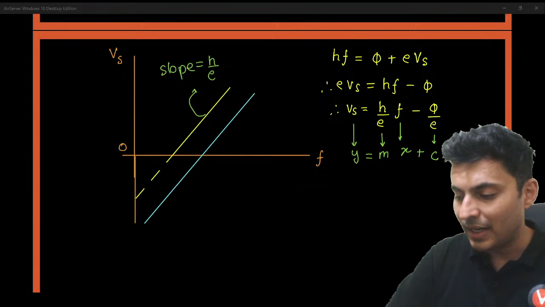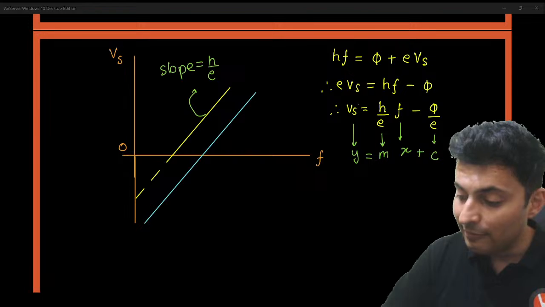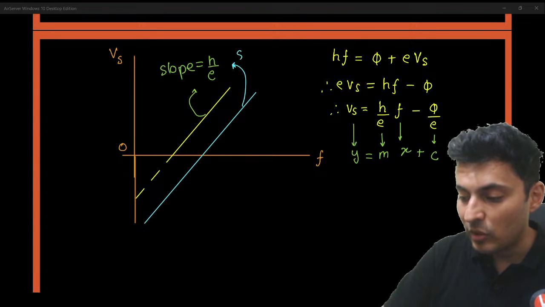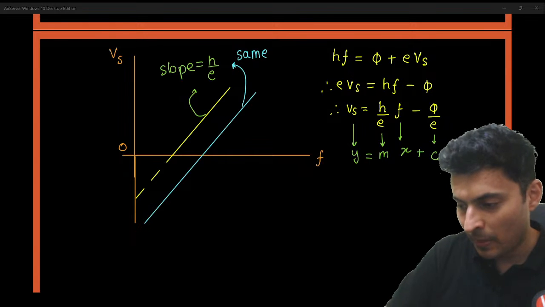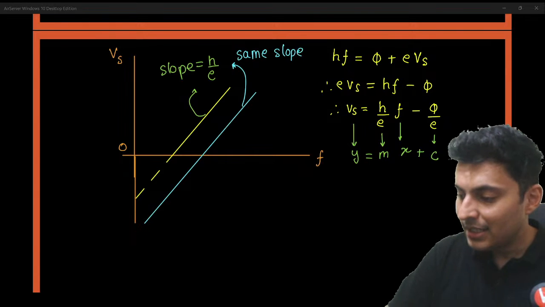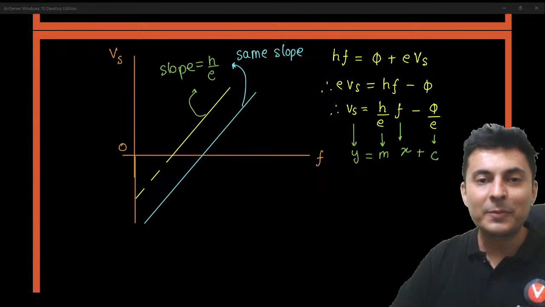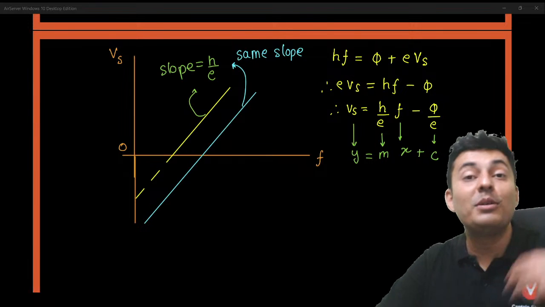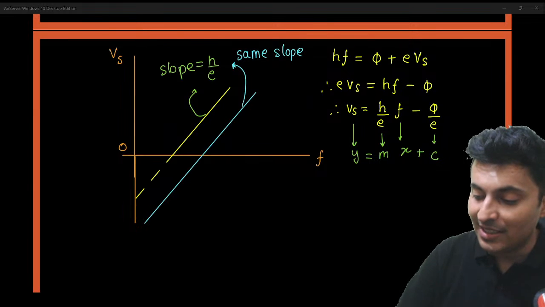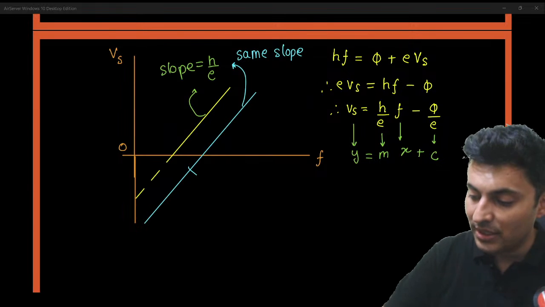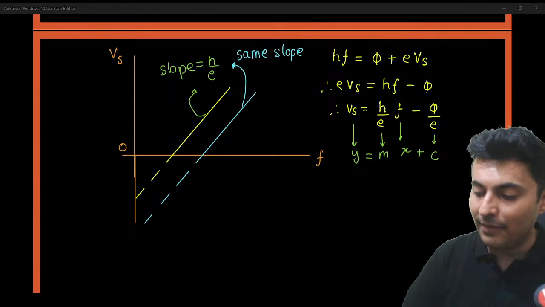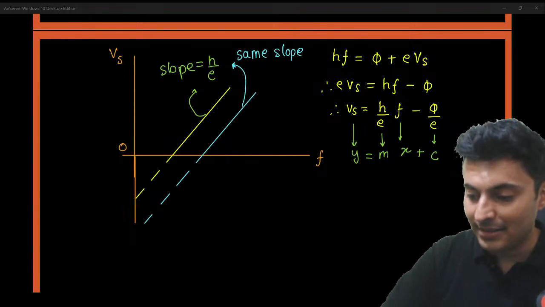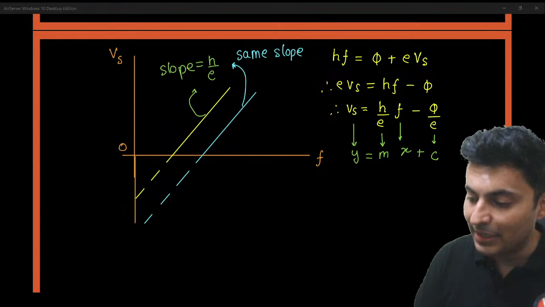It will also be a straight line, and the slope will be exactly the same. Same slope. No difference. But what will be different is this constant c. Why? Because phi will be different. Different materials have different work functions. So that's the reason why you will notice that they will have different y-intercepts.